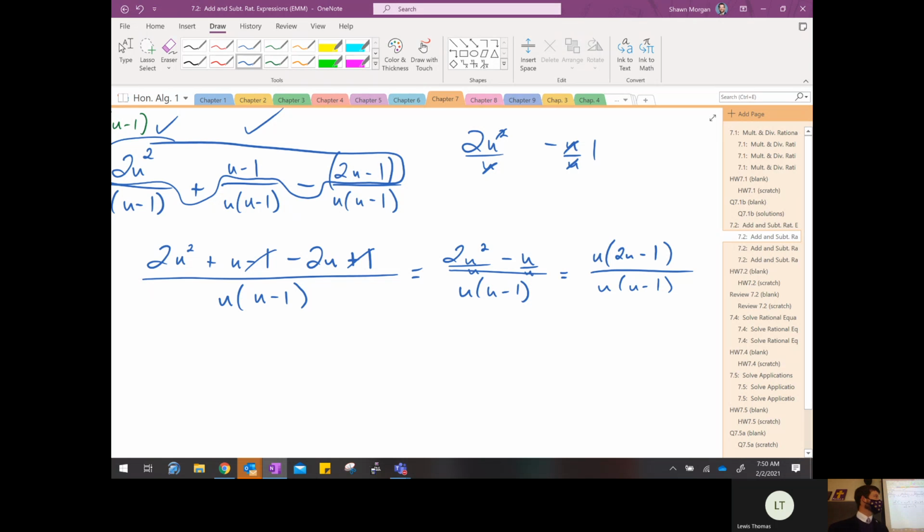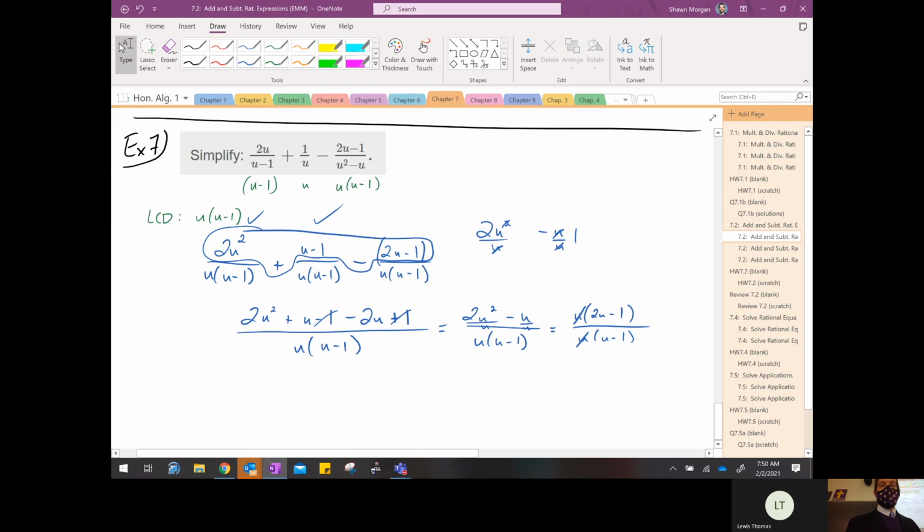Does anything cancel now after we factored? What do you think, Mr. Candiato? Can I cancel something now? Absolutely. All right, so my final result here would be 2u minus 1 over u minus 1, as long as u does not equal 0 or 1. Okay, why 0? What would 0 mess up? Yeah, that middle fraction at the very beginning. 1 over 0 is undefined. It would mess things up.